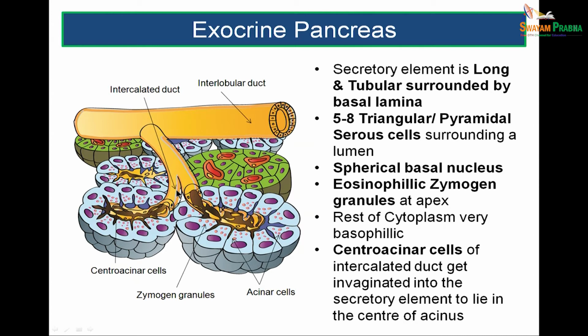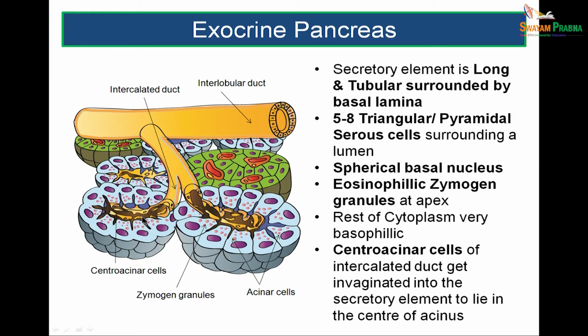The secretory element is long, it's tubular, it's surrounded by a basal lamina. There are triangular pyramidal serous cells surrounding a lumen. Each cell is pyramidal in shape, having an apical side with granules in it called zymogenic granules. They are eosinophilic, and a basal spherical nucleus. The rest of the cytoplasm is basophilic except the granules, which are eosinophilic.